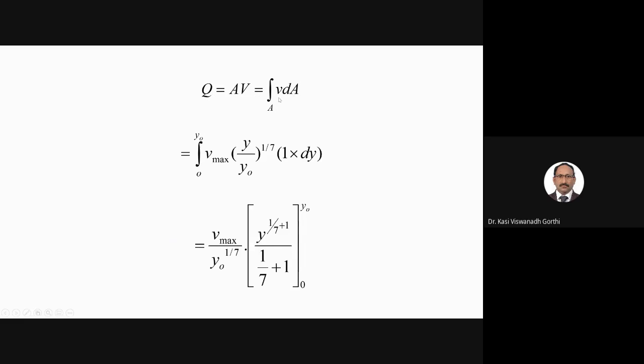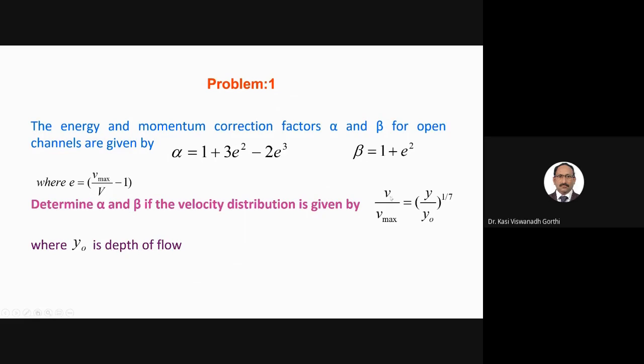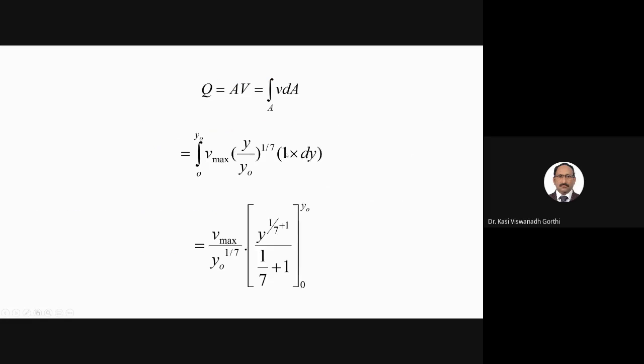What is small v? Small v is the velocity which is given in this problem with the relation v by Vmax is equal to (y by y0) to the power 1 by 7. This is the relation given. Or else small v is equal to Vmax into (y by y0) whole to the power 1 by 7. So substitute that value for small v. Small v is equal to Vmax into (y by y0) to the power 1 by 7 into dA.